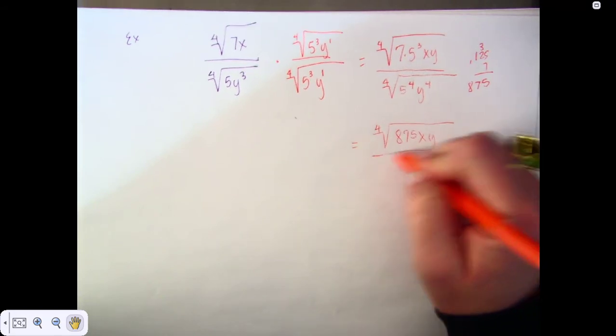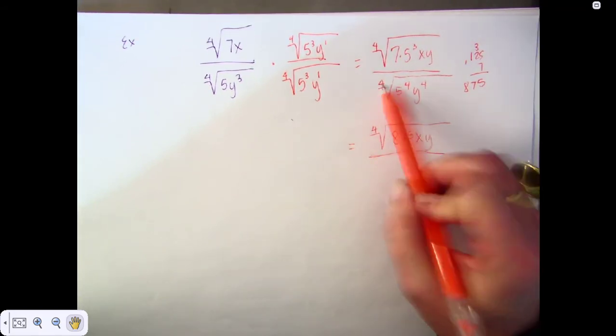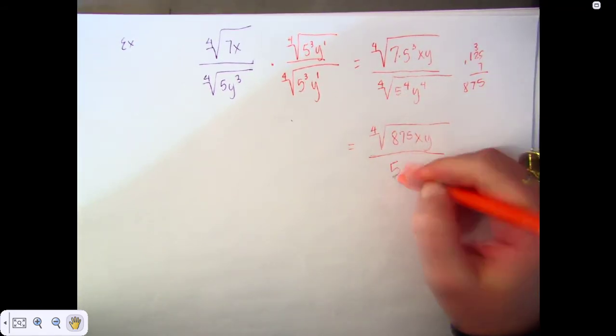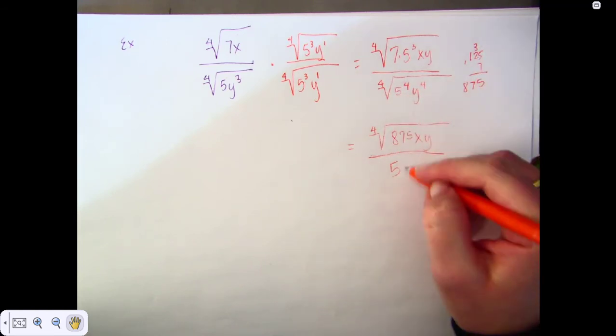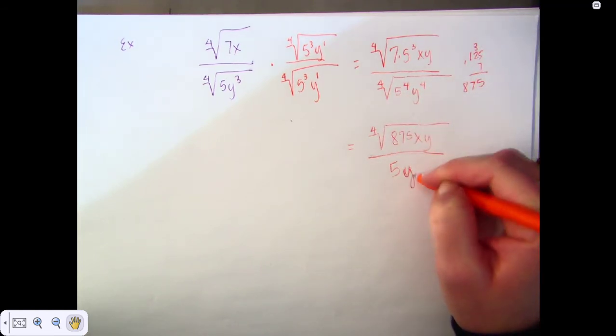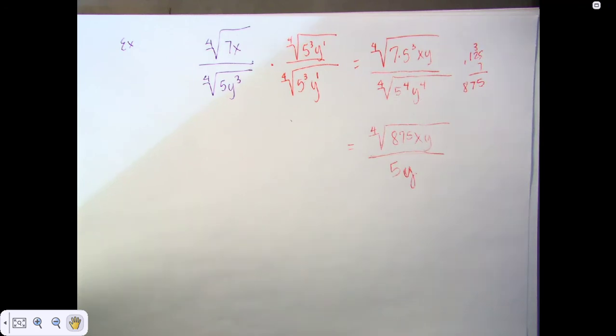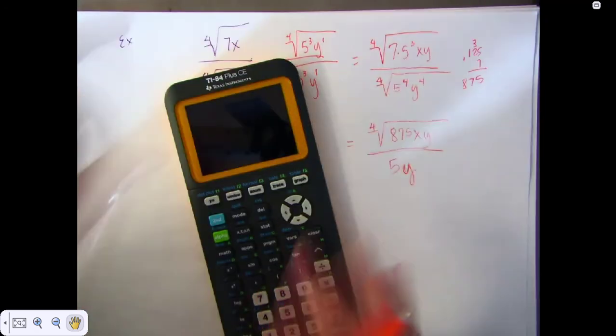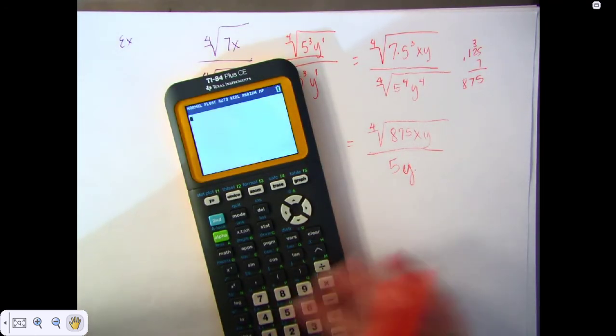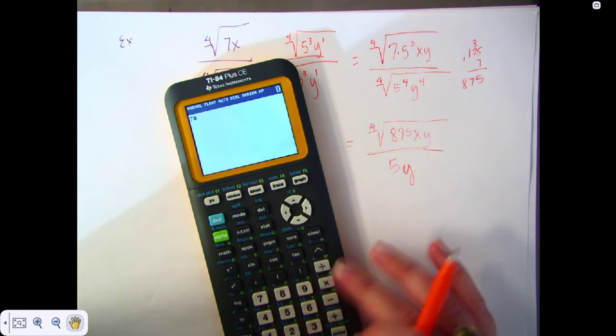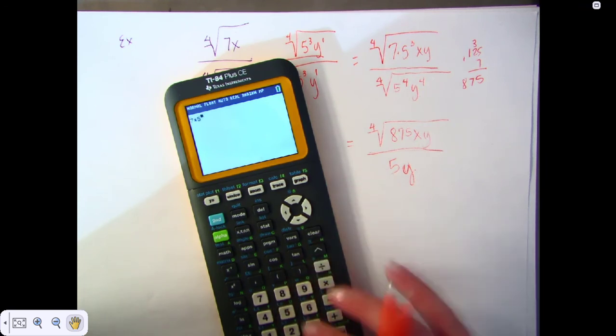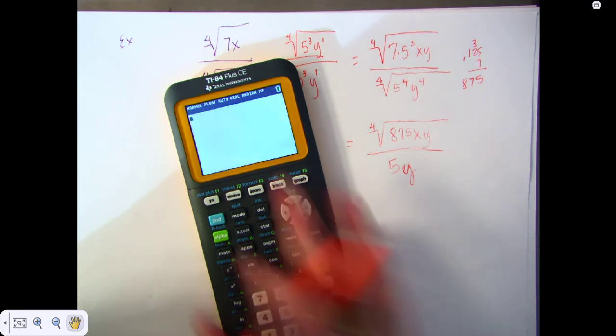Over the 4th root of 5 to the 4th, the 4th root of y to the 4th. And we should be done. But I feel like I need to check that. So is 7 times 5 to the third 875? Yes, it is. Okay. Well, then I think I'm finished.